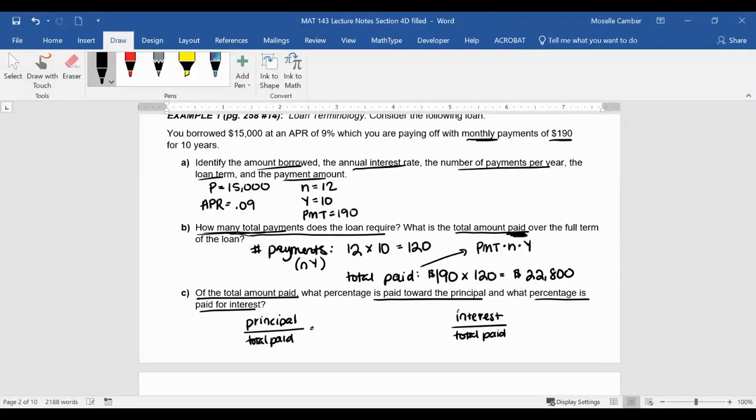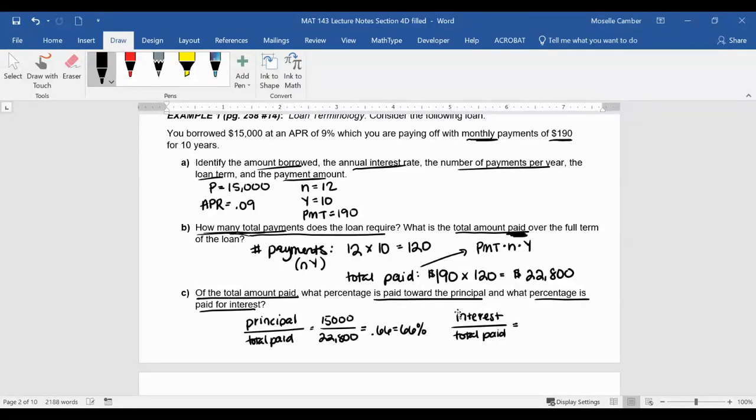So the amount we paid in principal, our principal amount, was $15,000. The total that we paid was $22,800. So that gives us 0.66 or 66%. So of what we paid, 66% went towards principal.